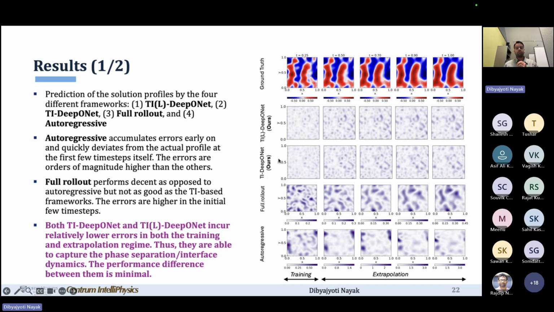So here, what we observed was DeepONet autoregressive has errors which are orders of magnitude higher than the three different frameworks. And I'm not sure if the color bar is visible, but the magnitude of the errors in the autoregressive case are much, much higher than the other three frameworks. Now, these three rows that you can see are plotted in comparison to the full rollout color bar, which is shown here. And as you can see, the TI-based frameworks do better than the full rollout in the training domain, and that's also translated well to the extrapolation domain. Again, here what we observed was the performance difference between the TIL-DeepONet and TI-DeepONet was not that high. And essentially, we could use either of these frameworks for this specific PDE.